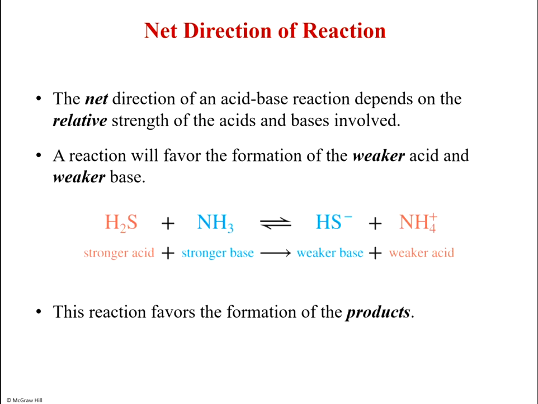Now, the net direction of an acid-base reaction depends on the relative strengths of the acids and the bases that are involved. A reaction favors the formation of a weaker acid and weaker base. The stronger acid will convert to its weaker conjugate base form, and the stronger base will convert to its weaker conjugate acid form. And so we can see here with a dihydrosulfuric acid plus ammonia reaction, the reaction tends to go in the forward direction, from the stronger acid and base to the weaker acid and base. This reaction favors the formation of products.